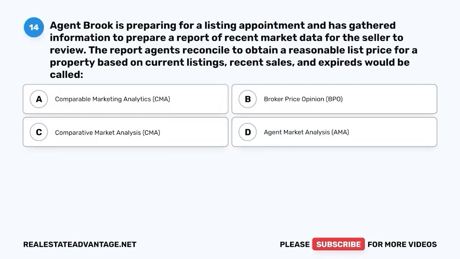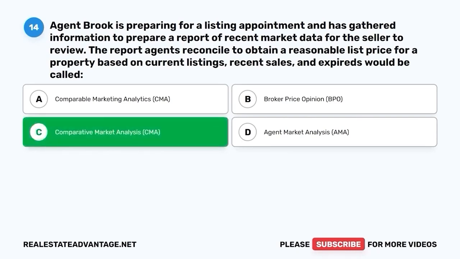Question 14. Agent Brooke is preparing for a listing appointment and has gathered information to prepare a report of recent market data for the seller to review. The report agents reconcile to obtain a reasonable list price for a property based on current listings, recent sales, and expireds would be called A. Comparable Marketing Analytics, CMA, B. Broker Price Opinion, BPO, C. Comparative Market Analysis, CMA, D. Agent Market Analysis, AMA. The correct answer is C.